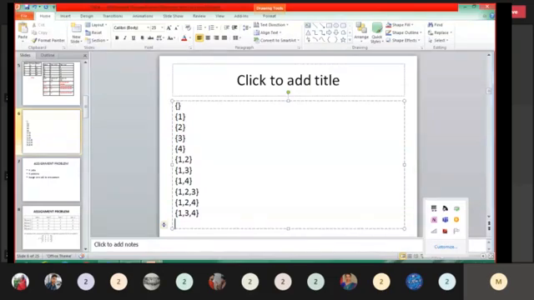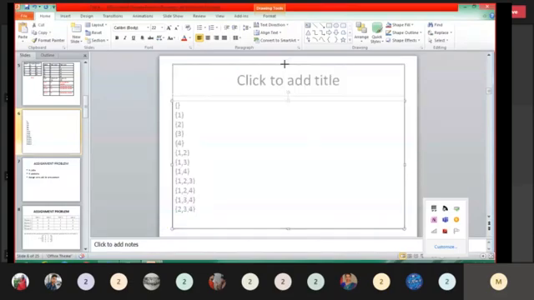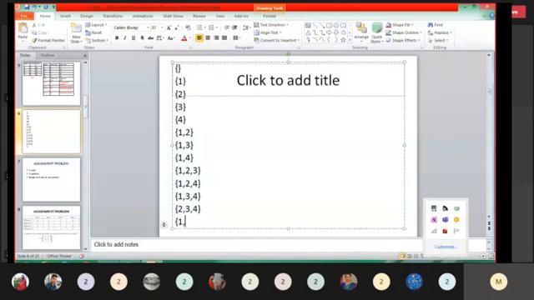Any other possible subsets? It should not be repeated. No. Now we can write the 4-element subset: 1 2 3 4. That's all. Any other subsets? That's it.